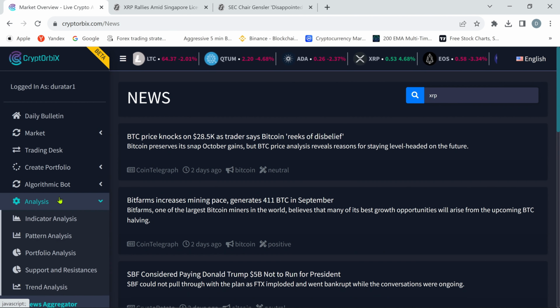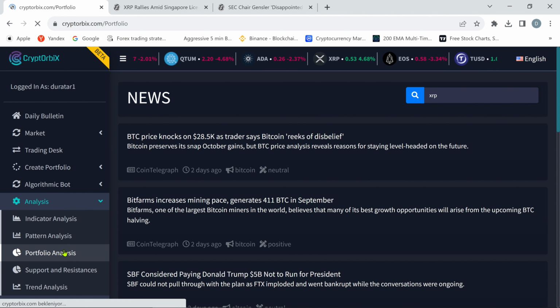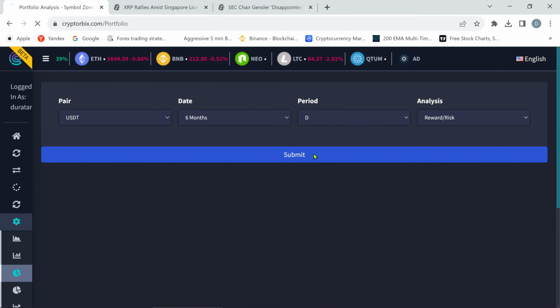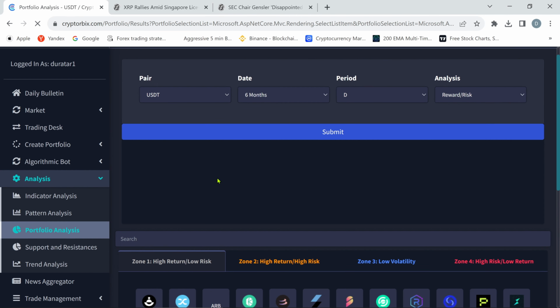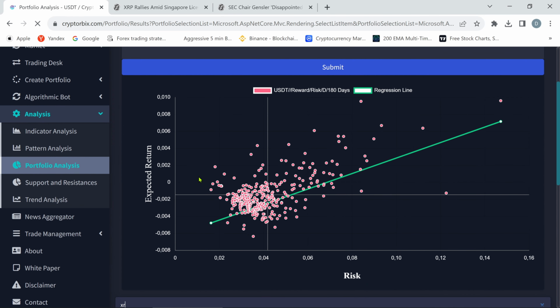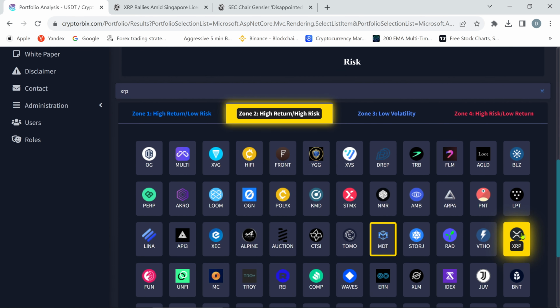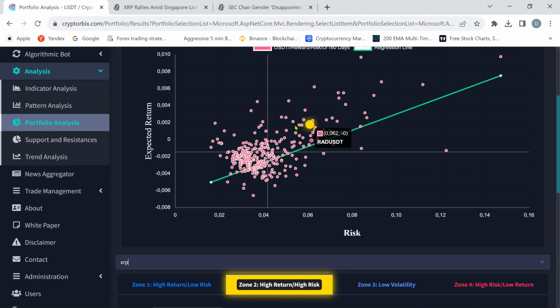Let's go to the portfolio analysis page in the analysis menu and conduct a risk-return analysis of Ripple. In the Ripple risk-return analysis, we can see that it falls into the high-return high-risk category, which we refer to as the second zone. However, it is closer to the return curve, meaning that our return is higher compared to the risk we are taking.